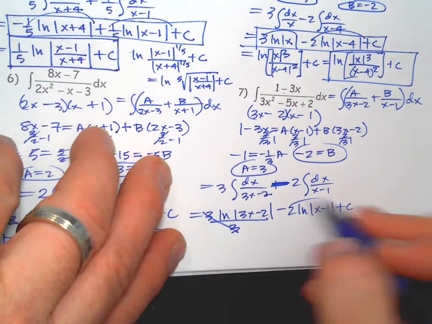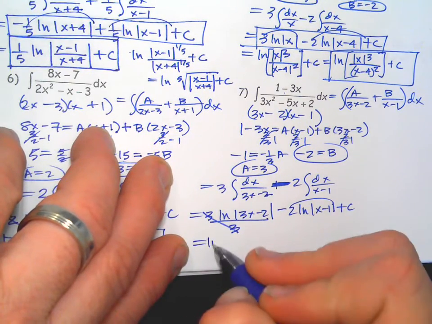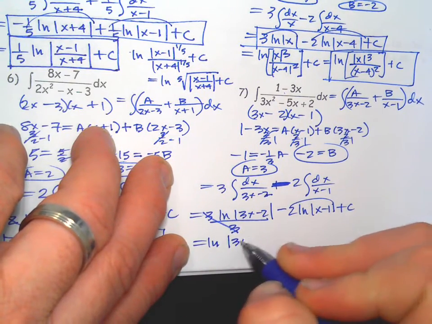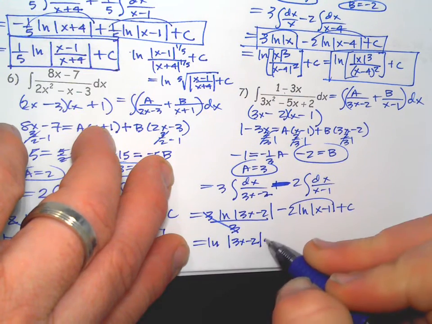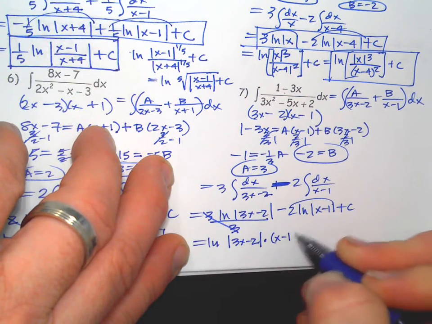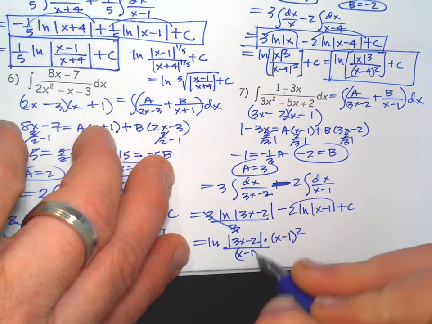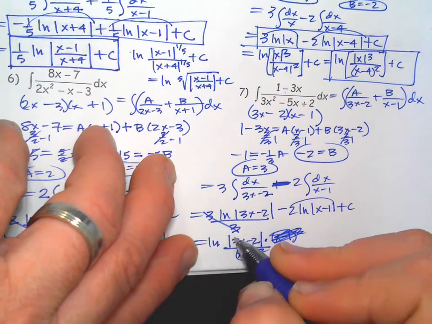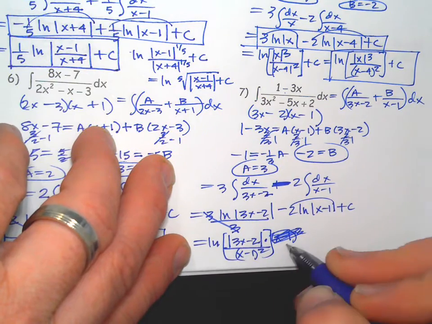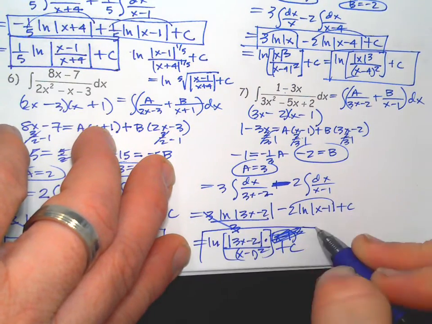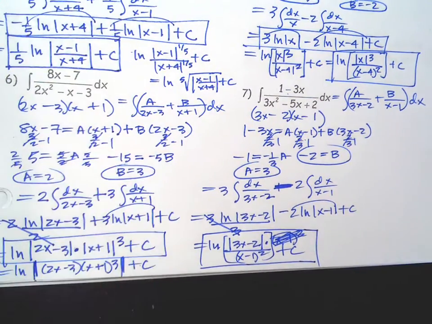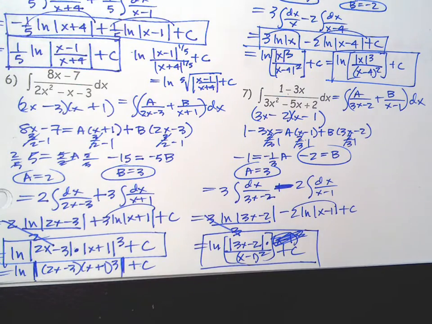So we can bring the 2 in, say natural log of the absolute value of 3x minus 2 times, we can drop the absolute values in this guy because it's getting squared. Oh, it should be down here, x minus 1 squared, all inside one natural log, plus c. Don't forget the plus c. So there you go. That's good practice.